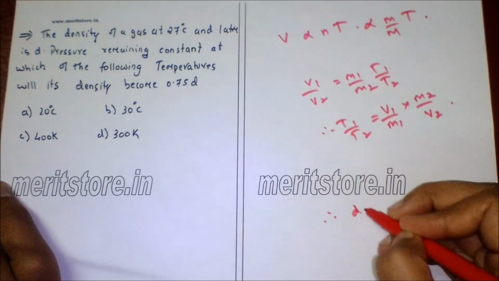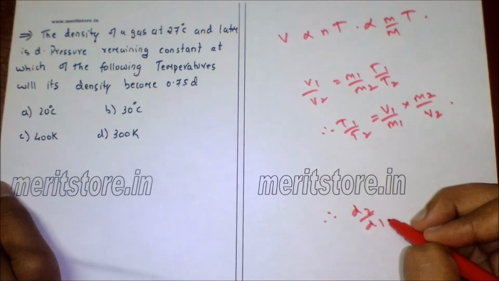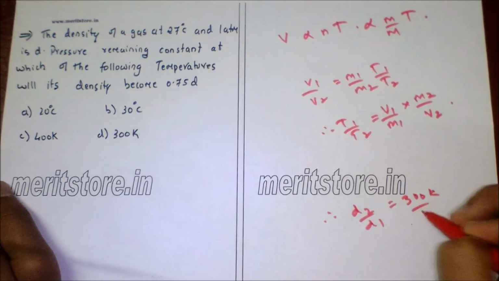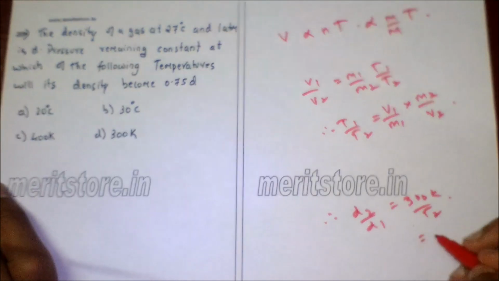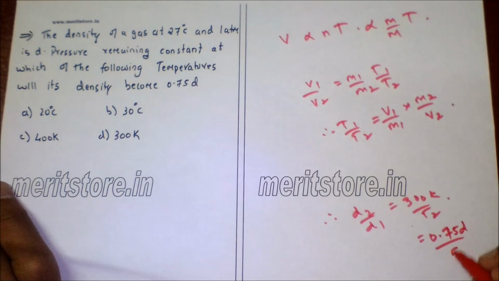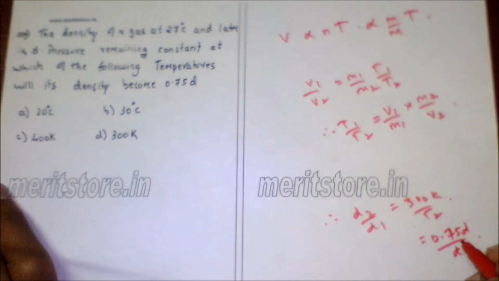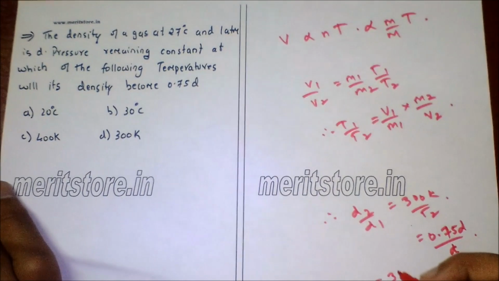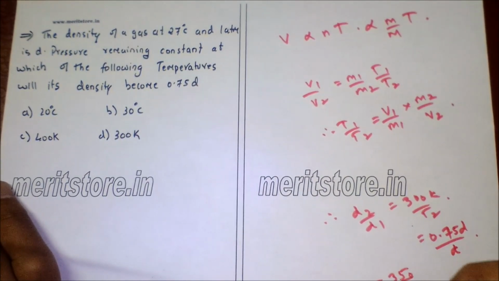Therefore, density D2 upon D1, which is mass upon volume, is 300 Kelvin upon T2, which is 0.75 D upon D. Therefore, T2 is equal to 300 upon 0.75, which is 400 Kelvin. So option C is the correct answer.